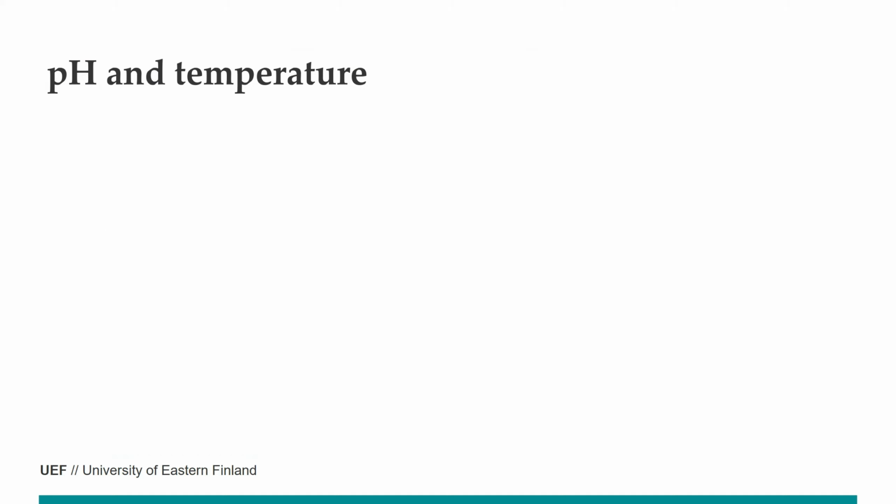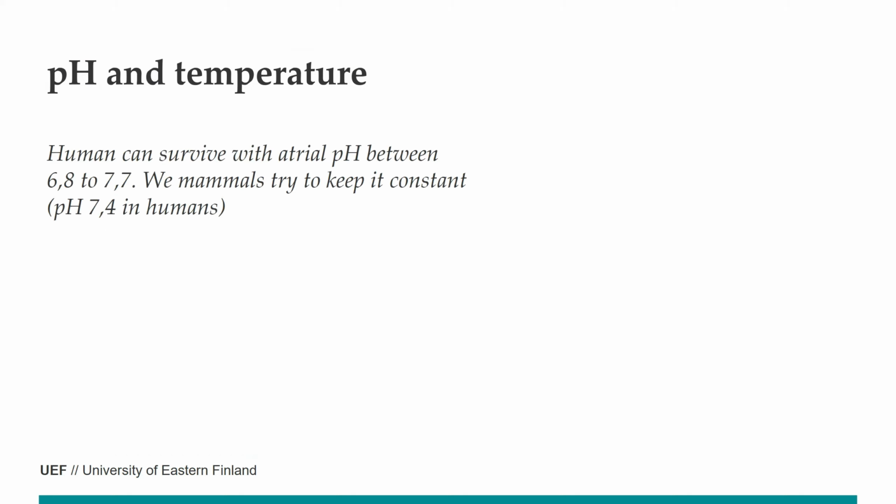Okay, what about then the pH? In humans, we are in quite a narrow pH range. So if it drops below 6.8, we are dead. If it rises above 7.7, we are dead. So we try to keep it constant. For example, in humans, 7.4, always.